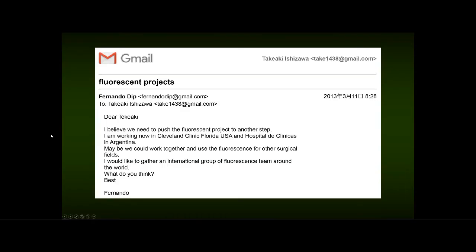But 2 years later, I got an email from Fernando again, and he told me that he had just moved to the Cleveland Clinic, Florida from Argentina, and his boss, Professor Raul Rosenthal, has much interest in fluorescence guided surgery, and we are going to create the International Society for Fluorescence Guided Surgery. So let's do that together.